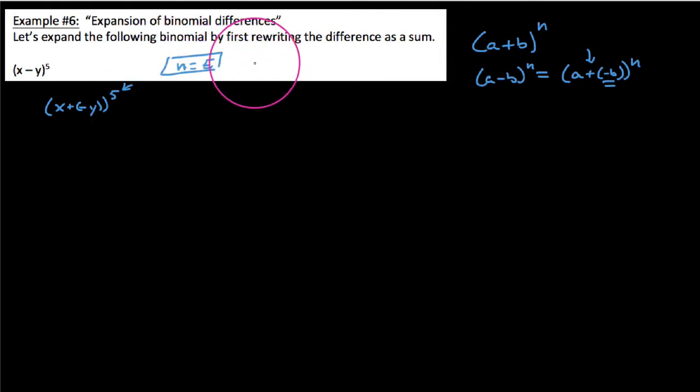Also, our first term, our a-like thing here, is going to be an x, and our b-like thing is going to be a negative y. By a and b, I mean just our first term and our second term here. So now that I have these identified, let's go ahead and expand our binomial.